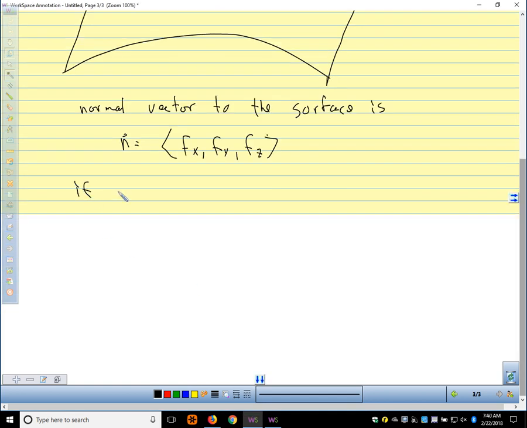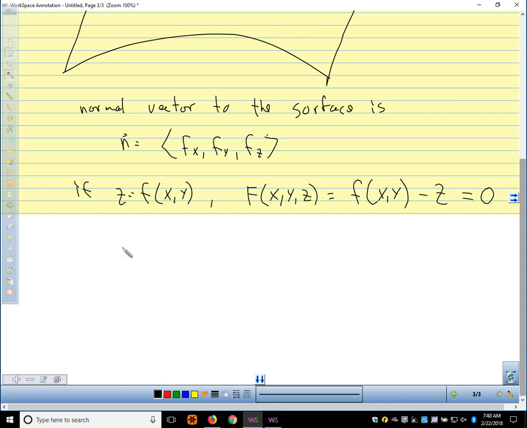If z equals f of x, y, so we have z equals x squared plus y squared, for example, then we can write f of x, y, z is f of x, y minus z, and that equals 0. So this will be our f of x, y, z equals a constant if we have our surface written as z equals f of x, y.